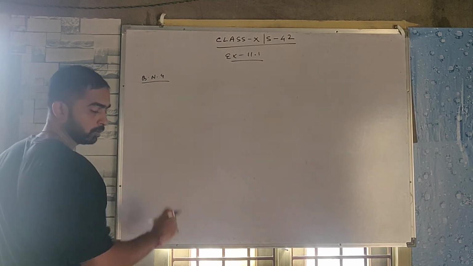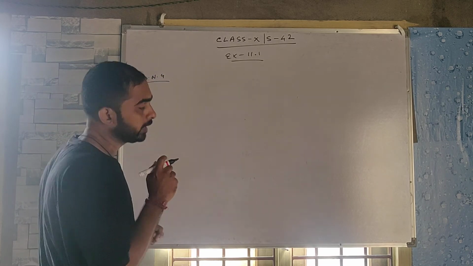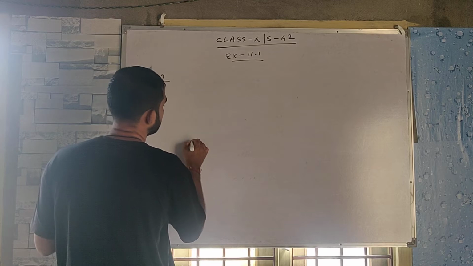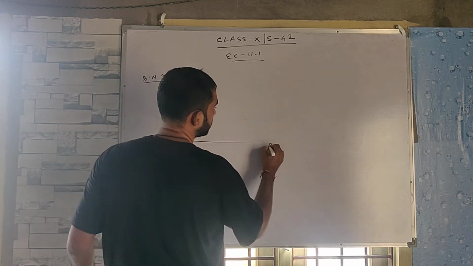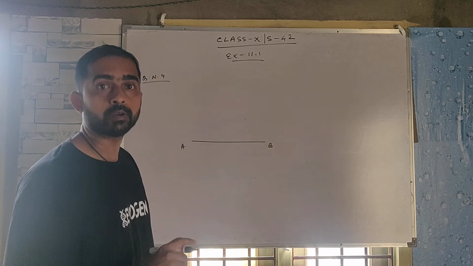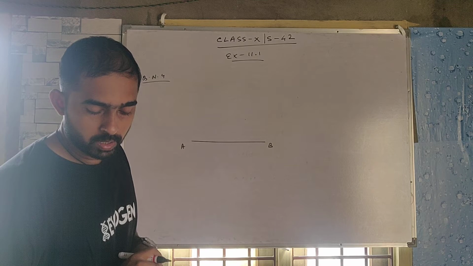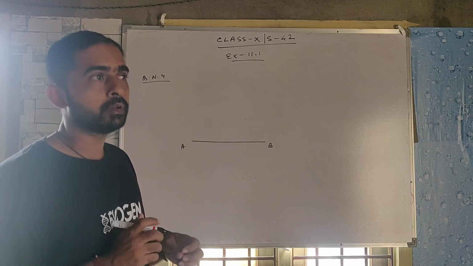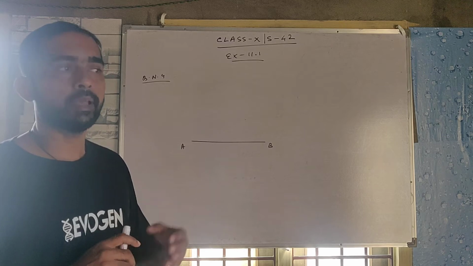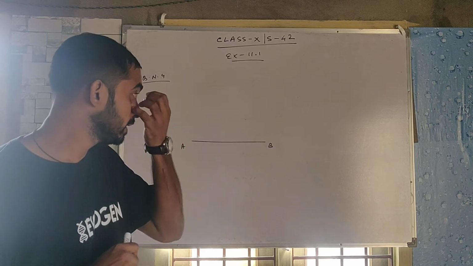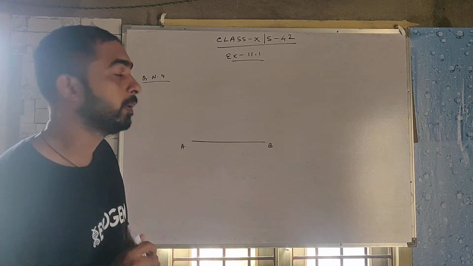So first of all, draw a base of 8 cm. AB is the base whose measurement is equal to 8 cm. Next, step 2, altitude. Now we know that in an isosceles triangle, the altitude and the median are the same. Means we have to draw a perpendicular bisector.